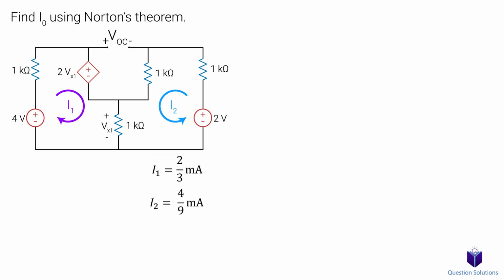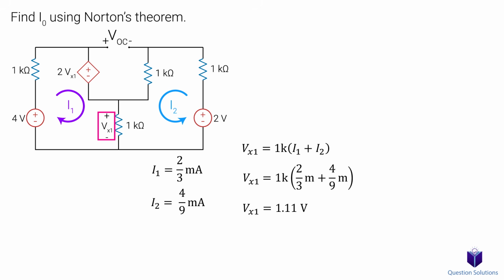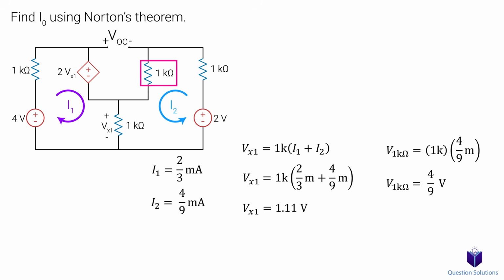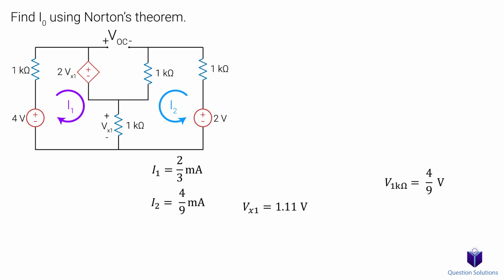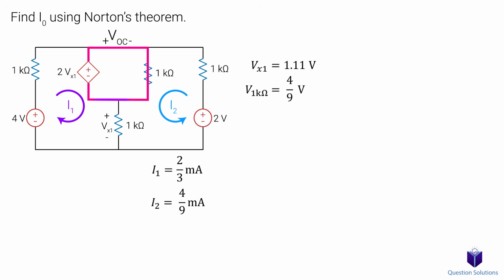The next step is to use these values to get Vx1 and the voltage of this resistor. So let's plug in our values to get Vx1. Next, the voltage in the 1k ohm resistor. So using Ohm's law, we get 1k ohms multiplied by I2, giving us 4/9 volts. Now we can finally write a clockwise KVL for this loop to get our VOC. We get 1.77 volts, and that's our open circuit voltage.